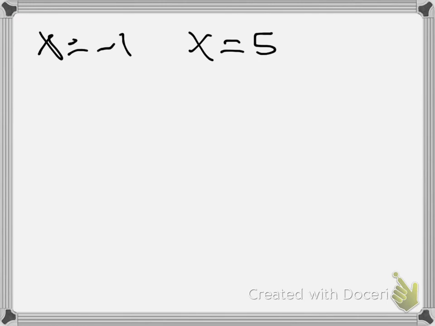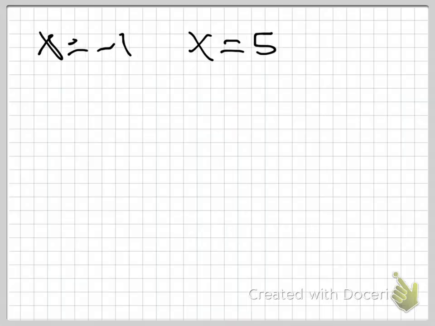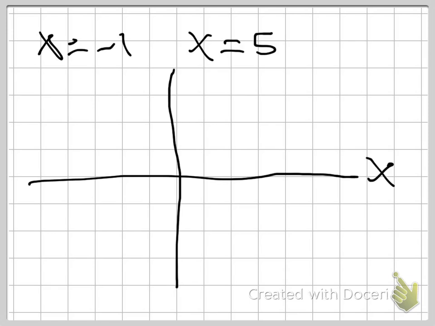So the way that you graph those, well, let's make that bigger. Okay, here's how you graph those guys. You make your graph, your y-axis, your x-axis, and remember that x-intercepts are on the x-axis at 5, right, there's 5, and at -1.